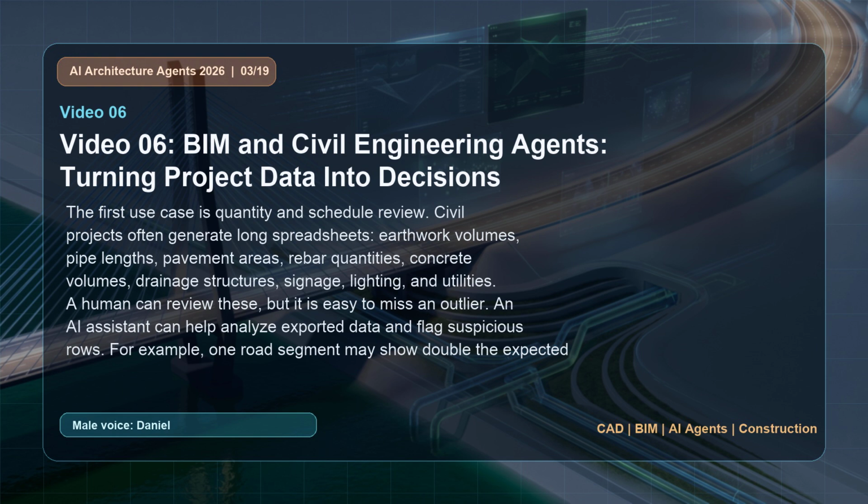Civil projects often generate long spreadsheets, earthwork volumes, pipe lengths, pavement areas, rebar quantities, concrete volumes, drainage structures, signage, lighting, and utilities. A human can review these, but it is easy to miss an outlier. An AI assistant can help analyze exported data and flag suspicious rows. For example, one road segment may show double the expected excavation volume, one pipe size may be missing, or one structure may appear in the drawing list but not in the quantity table.